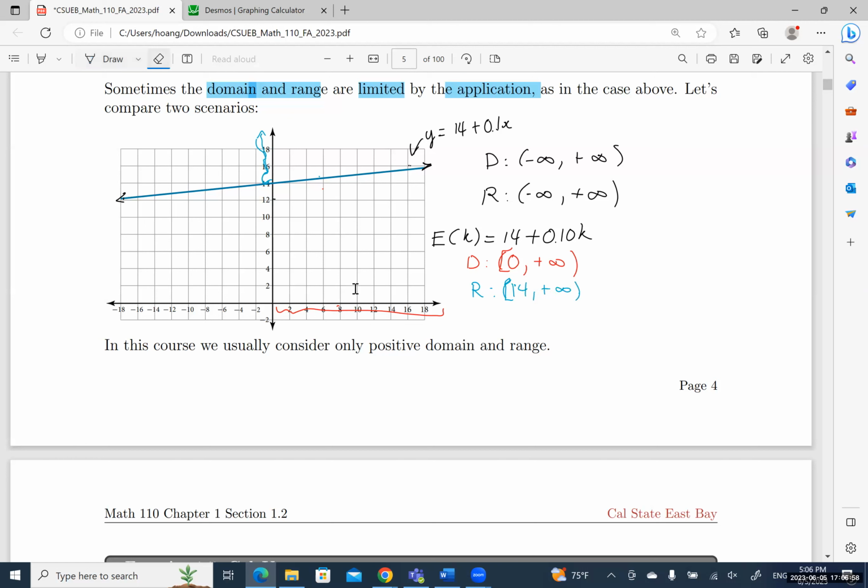So we change the domain and range when we have an application problem.